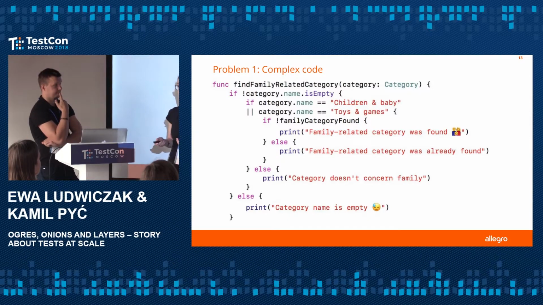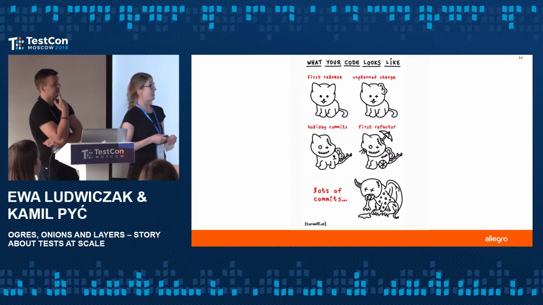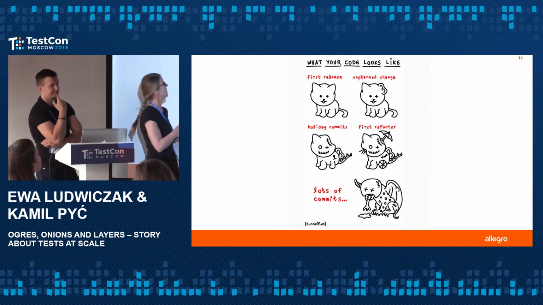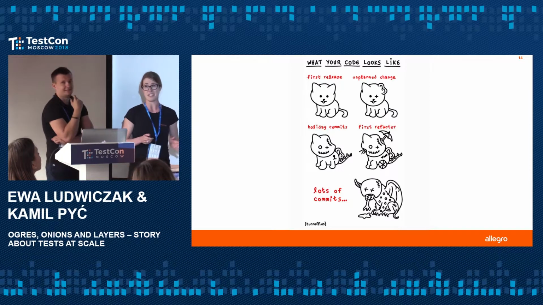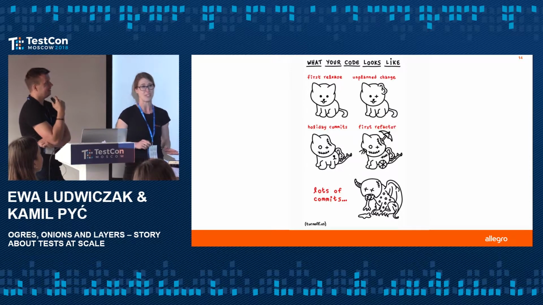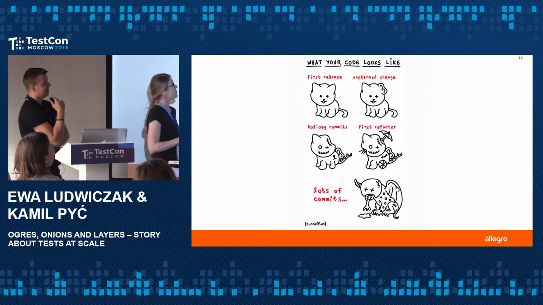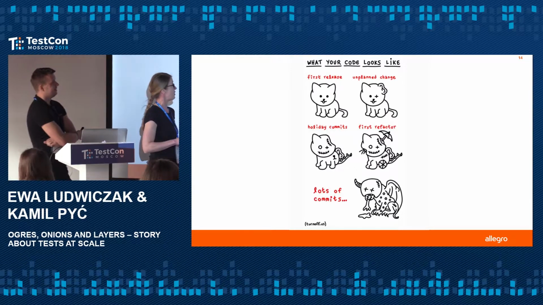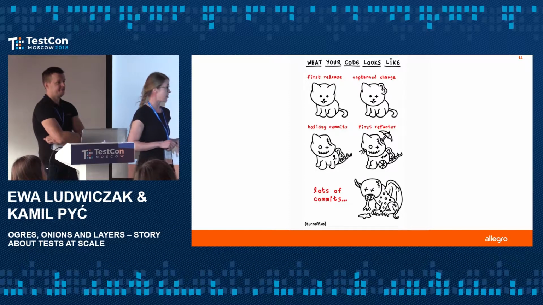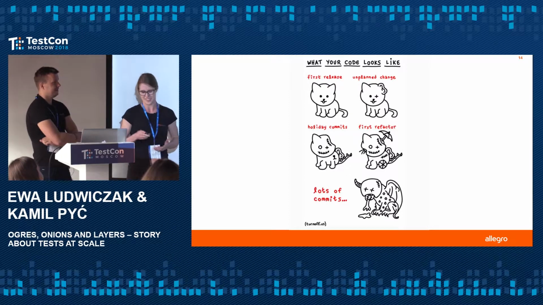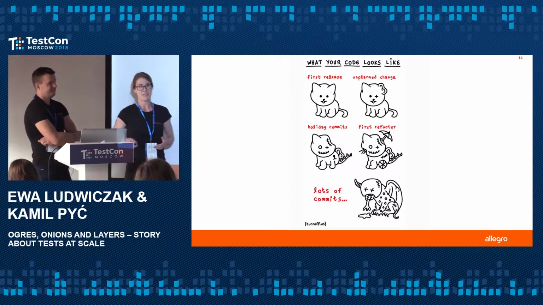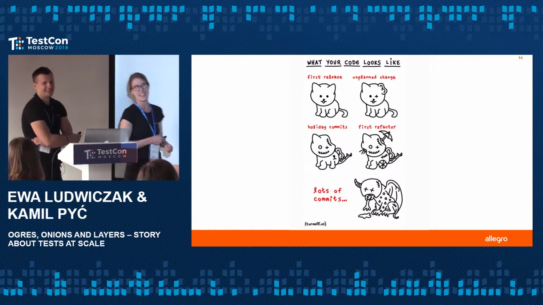And some days ago, Kamil sent me this picture that I think reflects nicely the problem. This is the very first release. Your code is really sweet. It looks like a kitten. But after some unplanned changes, holiday commits, and refactors, it's becoming a monster. I really like this picture.